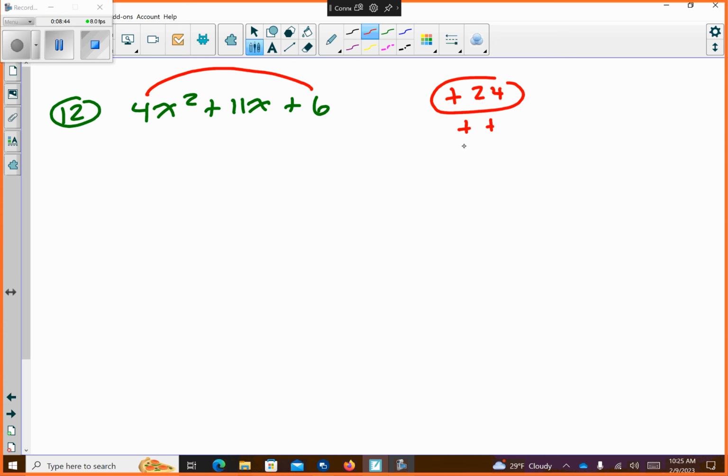All right, so I'm trying to add up two numbers that are factors of 24 that add to 11. So if I add 1 and 24 together, do I get 11? No. If I add 2 and 12 together, do I get 11? No, that gives me 14. If I add 3 and 8 together, do I get 11? Yeah. 4 and 6 would give me 10, so that's not going to work. But 3 and 8 will work here. So I have a plus 3x and a plus 8x.